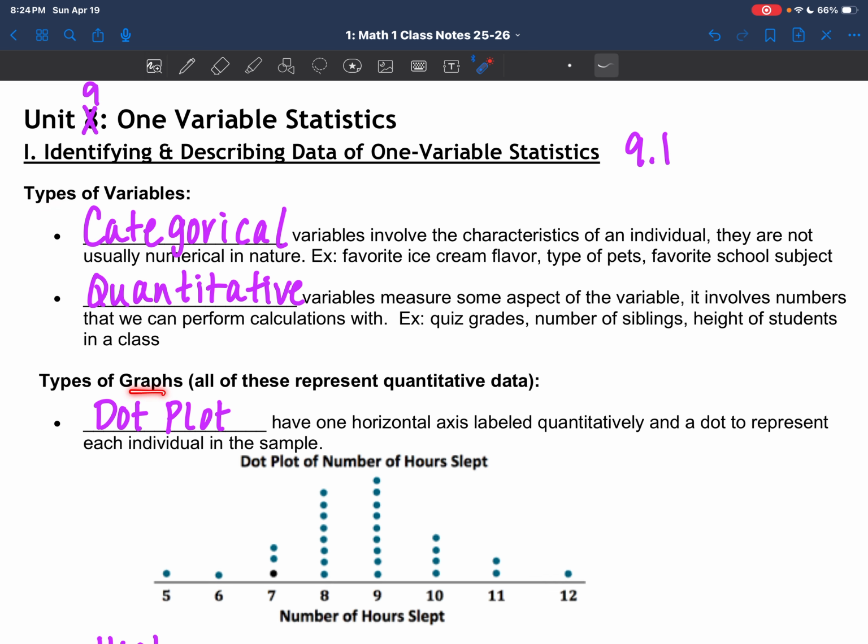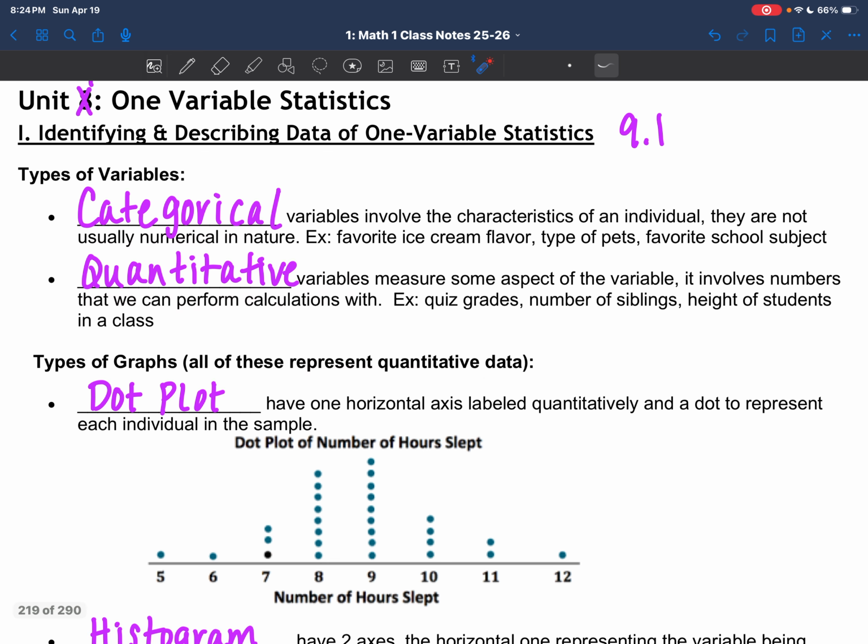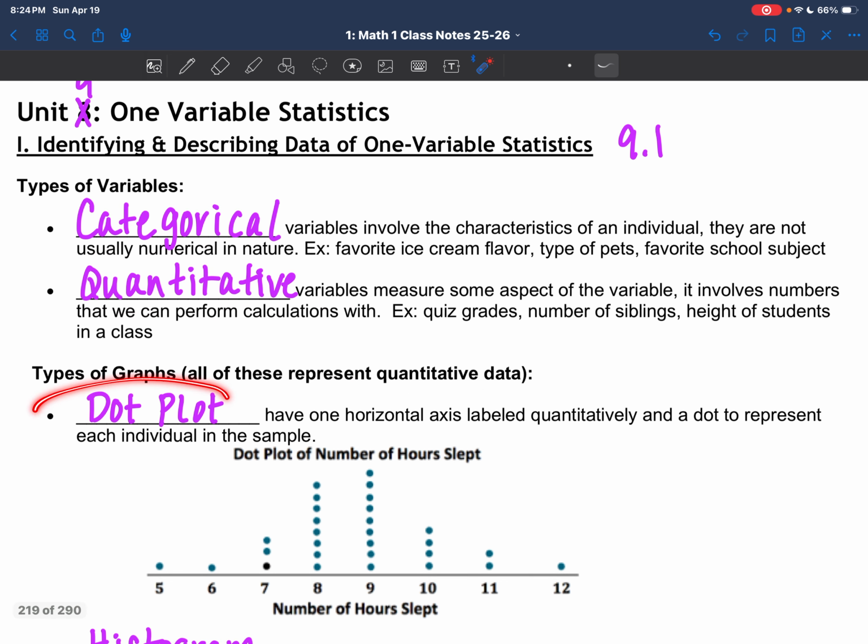Now we have types of graphs, and they all represent quantitative data. So these are all things that you can measure. The first thing is a dot plot. A dot plot has one horizontal axis, so that's this right here, and it's labeled quantitatively. So 5, 6, 7, all your numbers here, and those are the number of hours slept.